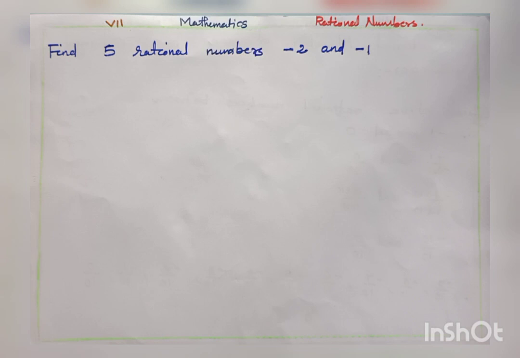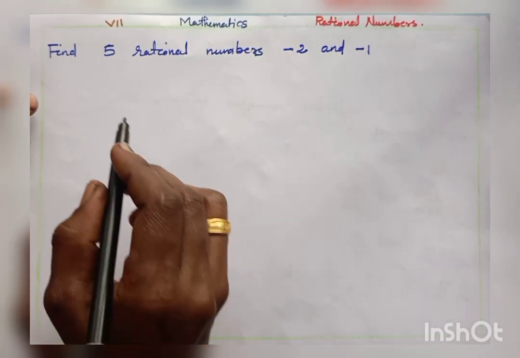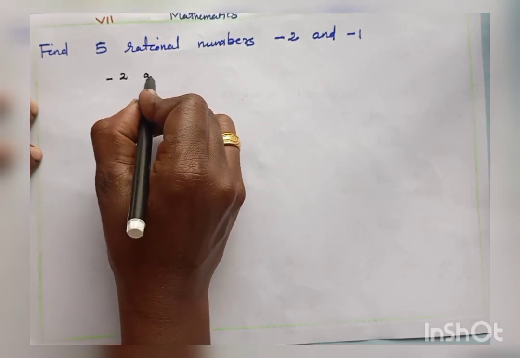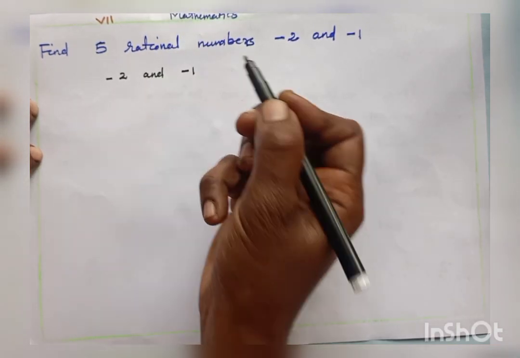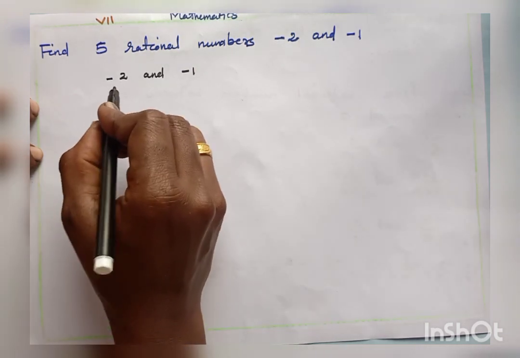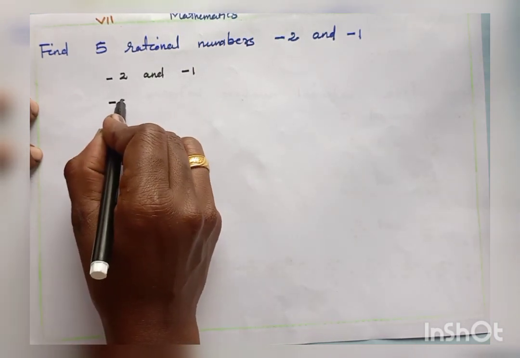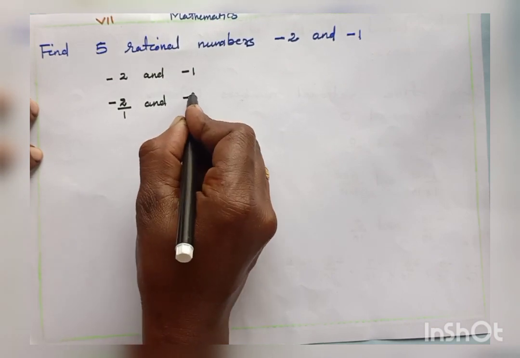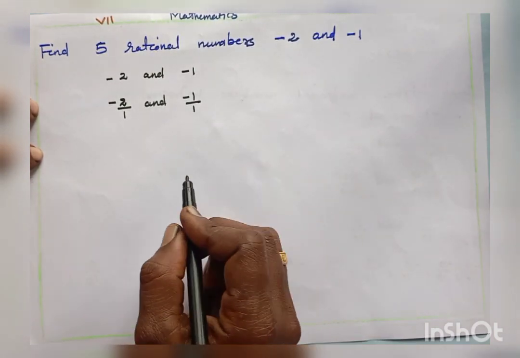Find 5 rational numbers between minus 2 and minus 1. We know all the integers and all the natural numbers are rational numbers. So minus 2 and minus 1 are integers, hence rational numbers. We can change them into the rational p by q form: minus 2 by 1 and minus 1 by 1.